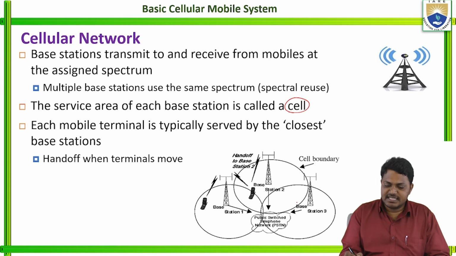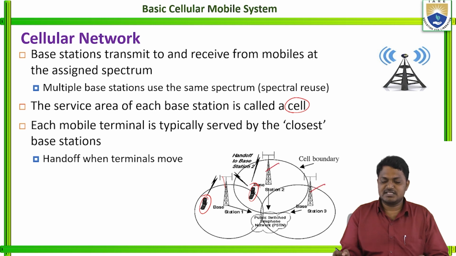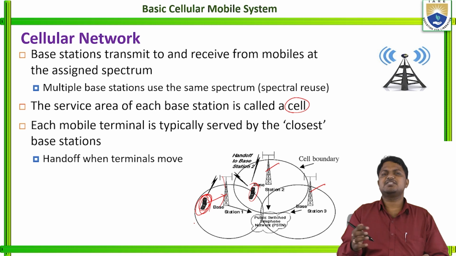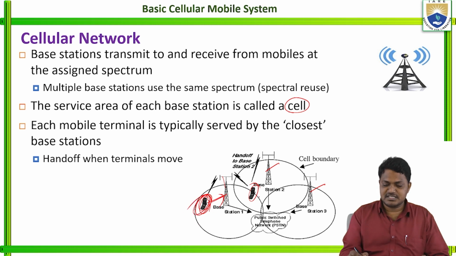And then see this image. This is a mobile unit, and this is a mobile unit, and here this is one base station, and this is another base station. Each mobile unit is connected to its nearest base station only. Then this mobile unit is connected to this base station, and this mobile unit can connect to this base station as well as to this base station also.